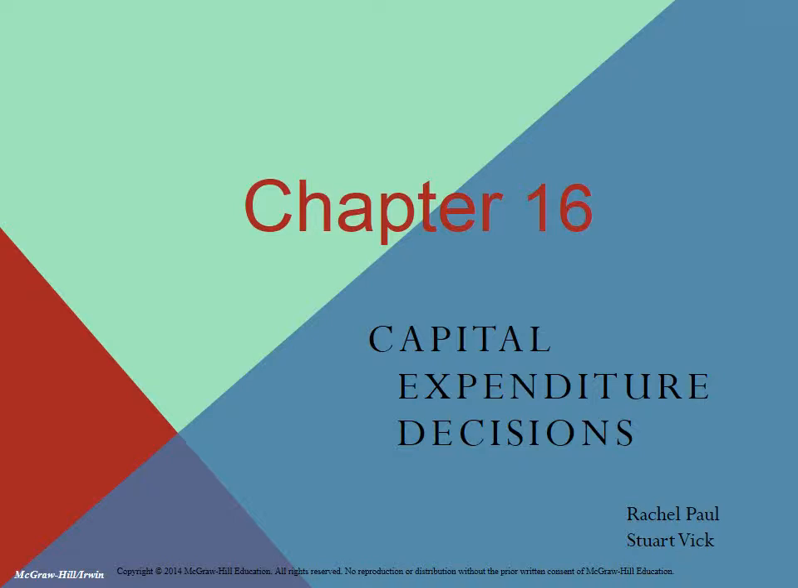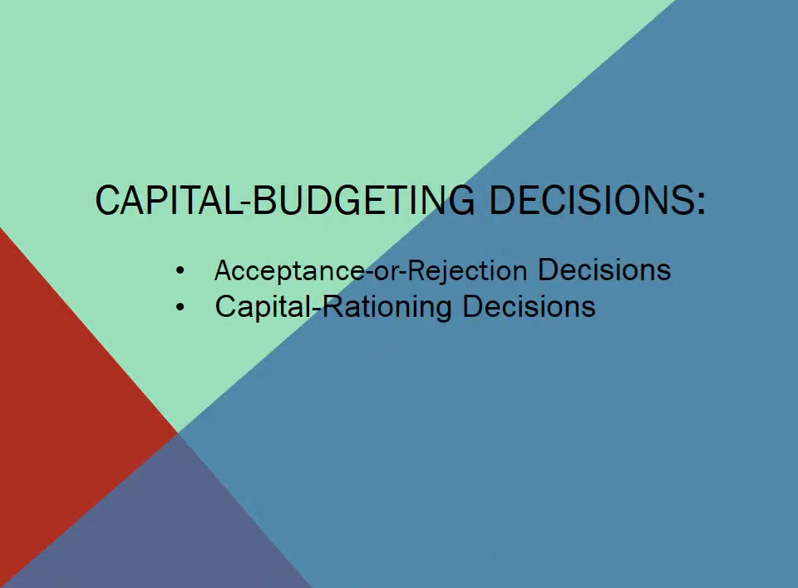Decisions involving cash inflows and outflows beyond the current year are called capital budgeting decisions. Managers face two types of capital budgeting decisions: acceptance or rejection decisions, which is whether or not to undertake a particular capital investment project, and capital rationing decisions, which is to decide which of the several worthwhile projects makes the best use of limited investment funds.